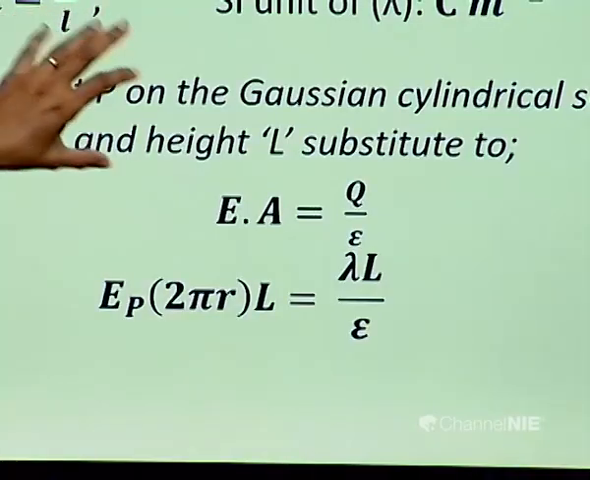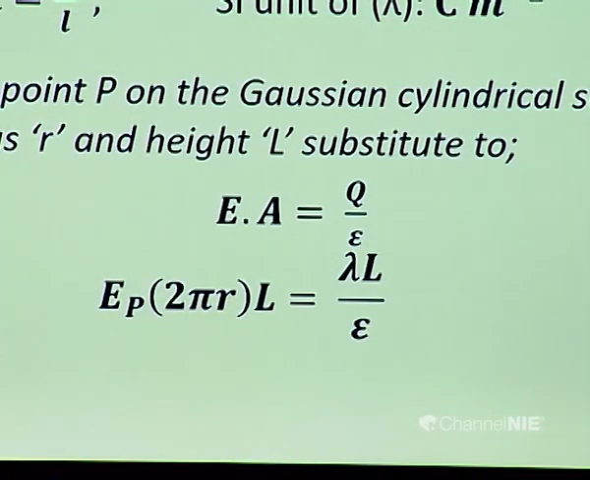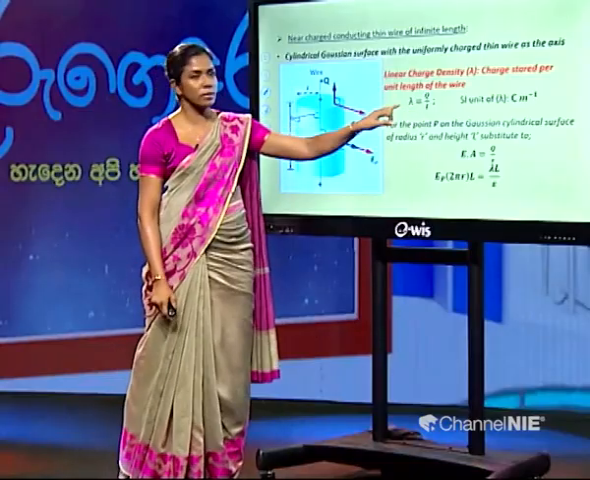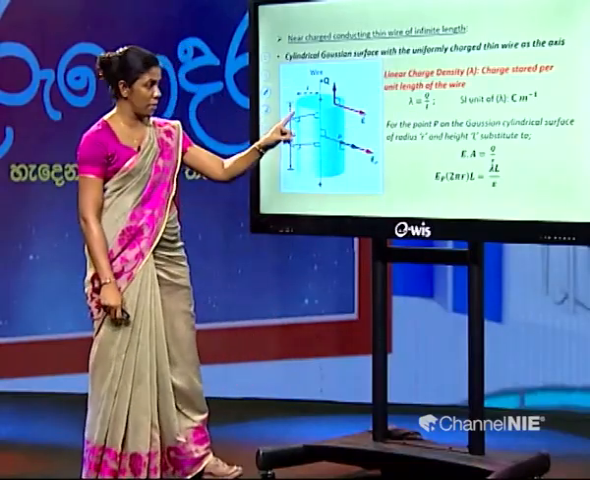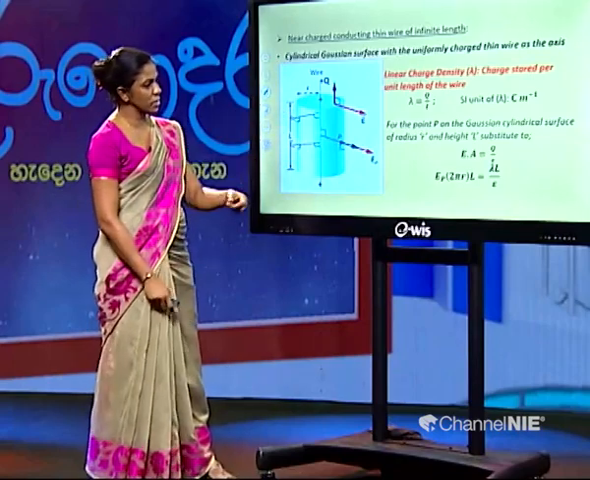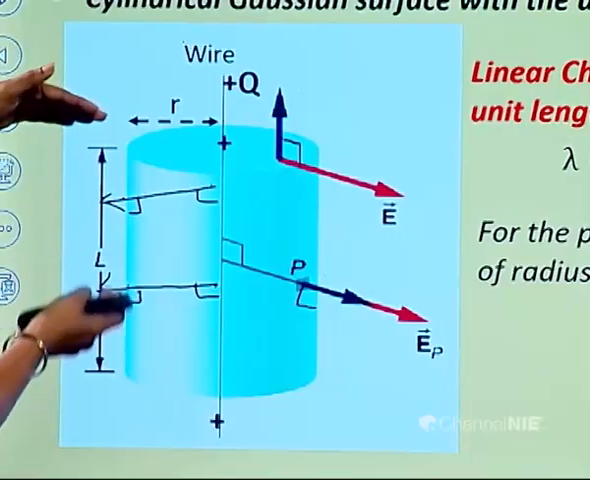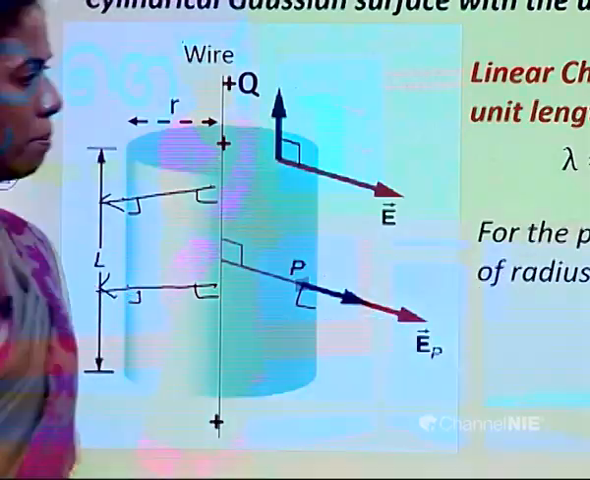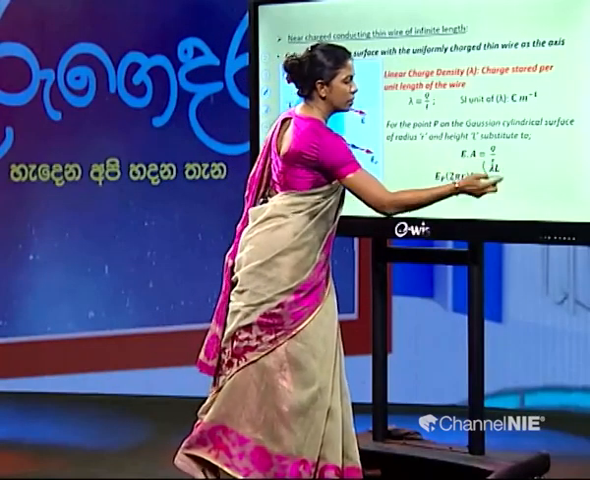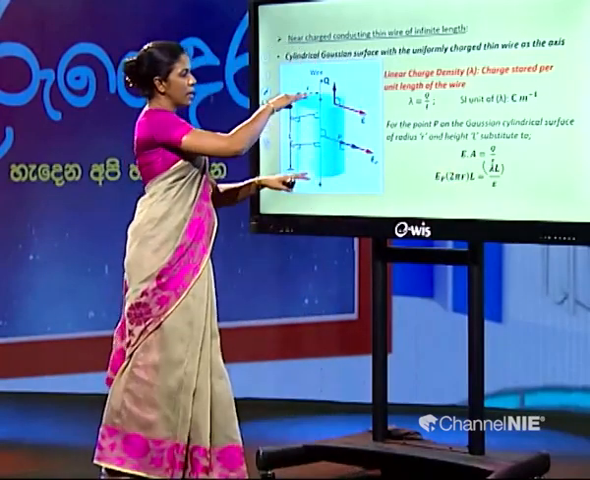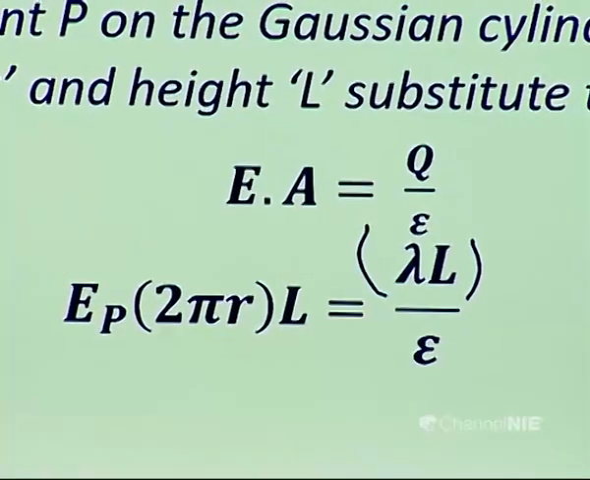Then the charge enclosed by the Gaussian surface. It is the charge that exists in that portion, a length L portion. On a unit length, the charge stored would be lambda. So on 1 meter length, the charge stored is lambda. On a length L, the charge stored would be lambda times L. That will be the charge stored within the length L of the wire, divided by epsilon.